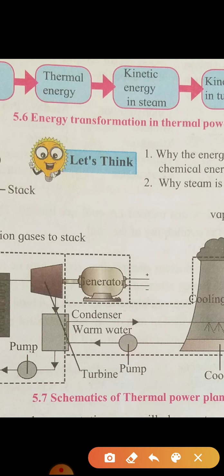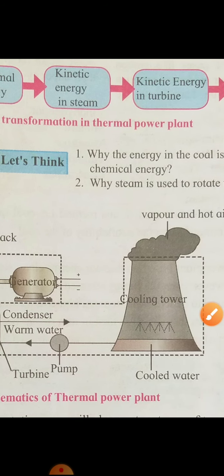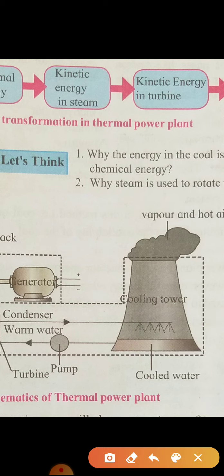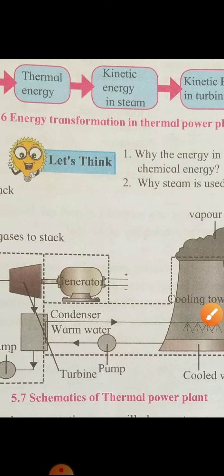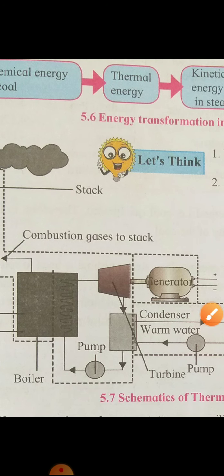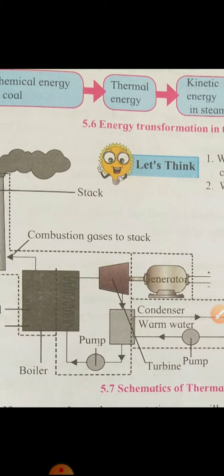Now here the steam again passes into the cooling tower and it again cools down and is converted into water, and this water is recirculated with the help of pump and again is heated with the help of coal in the boiler. And similarly this steam also falls on the armature, rotates and electricity is produced.